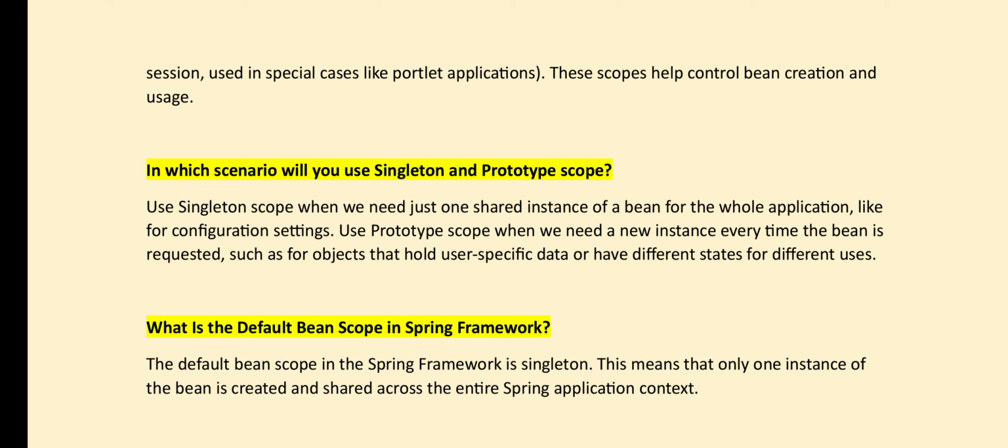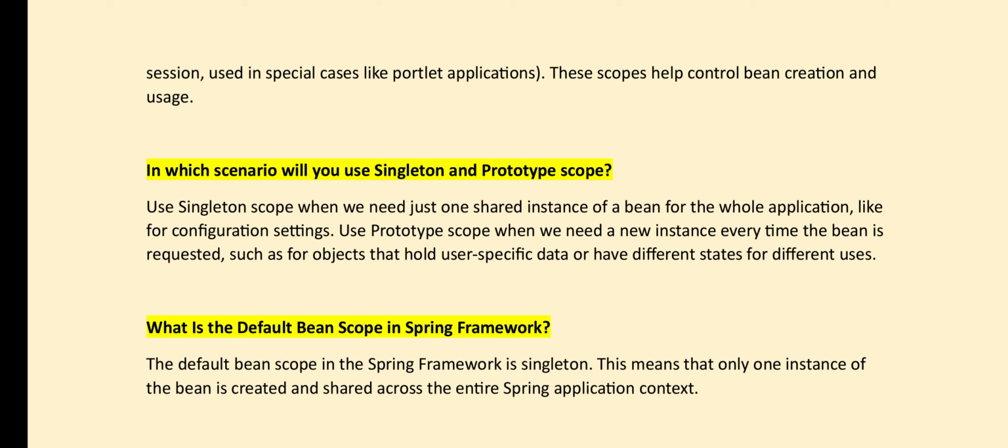In which scenario will you use singleton and prototype scopes? Use a singleton scope when we need just one shared instance of a bean for the whole application, like for configuration settings. Use prototype scope when we need a new instance every time the bean is requested, such as for objects that hold user specific data or have different states for different users.